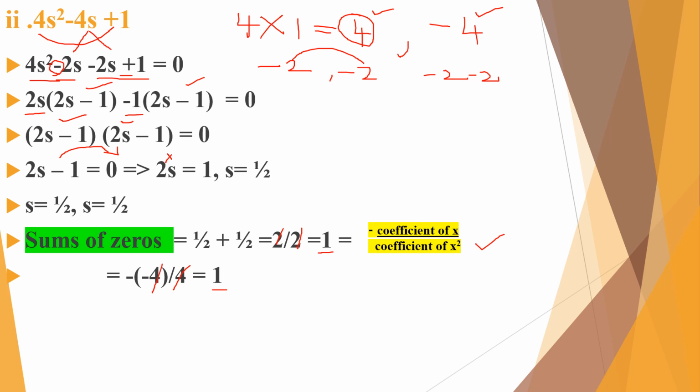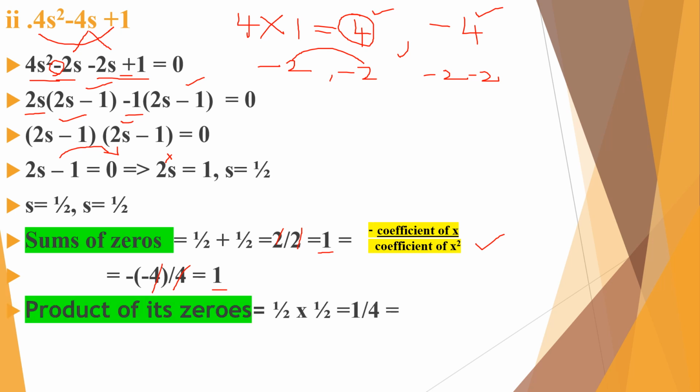Now we are going to move on to the product of its zeros. 1/2 into 1/2 is equal to 1/4. Now substitute in the formula: constant term divided by the coefficient of x². Constant term is 1, coefficient of x² is 4. Did we get both the terms as 1/4? This we got with the help of the equation.